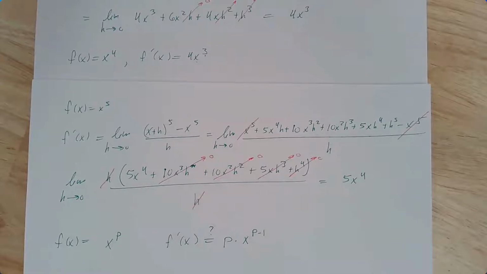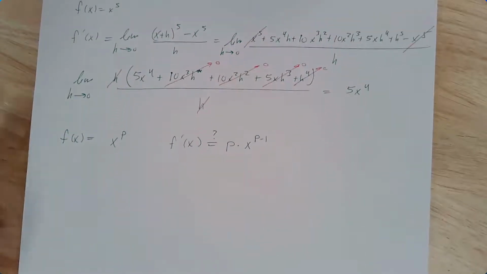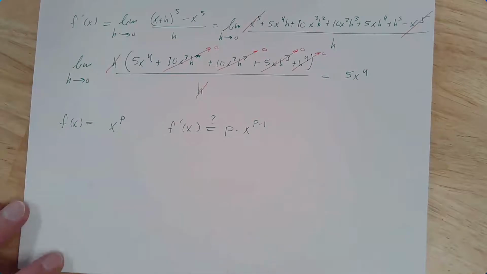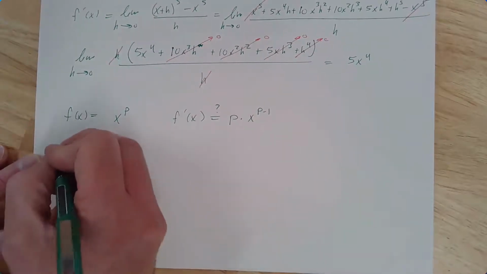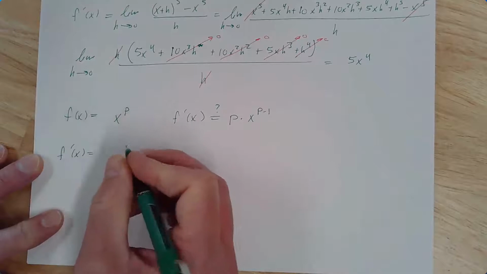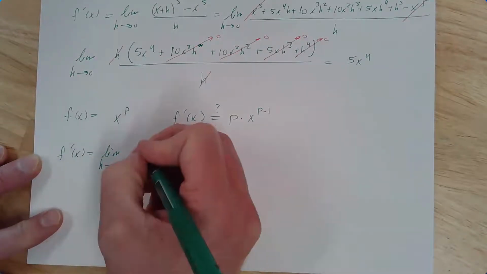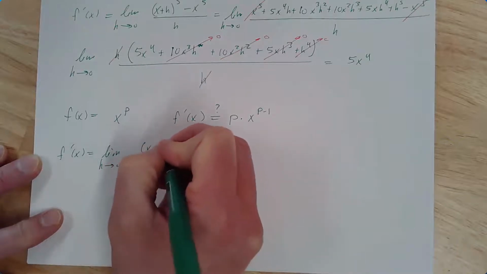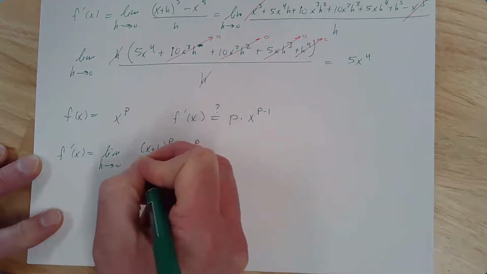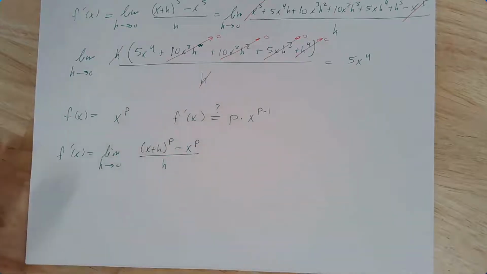Let's show it. We're going to actually show it. So let's find the derivative. It's going to be the limit as h goes to 0 of x plus h to the p minus x to the p, all over h. Is this going to be a necessary proof on exams and homework? No, I don't imagine, depending on your class, that you need to be able to prove it.